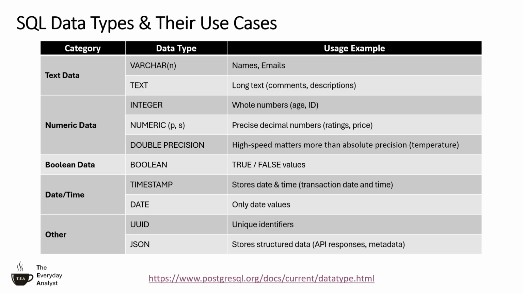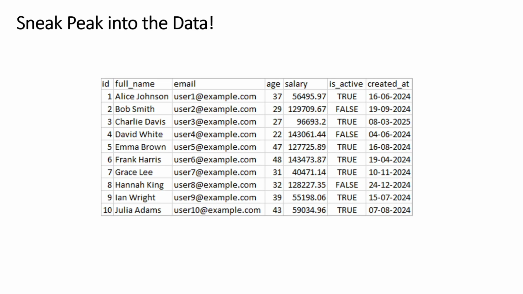And some other useful data types are UUID for unique identifiers, and JSON, which allows storing unstructured data, great for metadata and API responses. So understanding these data types will help us structure our tables correctly. But before we start creating a table, let's look at a dummy dataset created for the purpose of this video and think about how we would define the columns for this dataset. There you go. Here's a sneak peek at the dataset we'll be working with. Each column represents a different type of data.